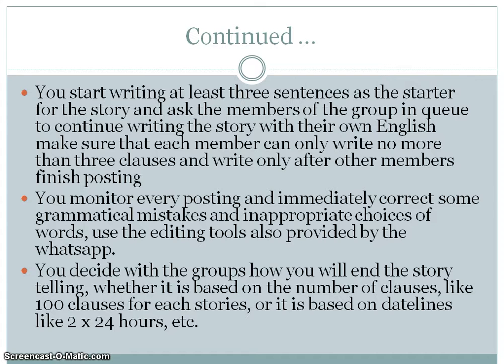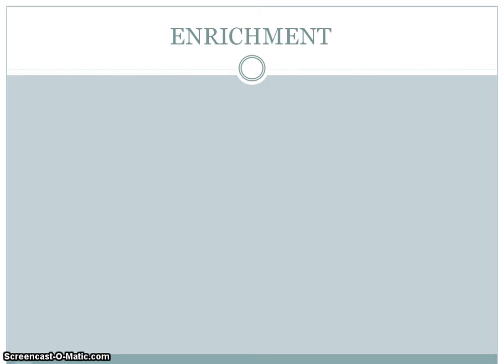And then you decide with the group how you will end the storytelling, whether it is based on the number of clauses, like 100 clauses for each story, or it is based on deadlines like 2 times 24 hours or so. So that's basically the main activities with WhatsApp in creating English storytelling.